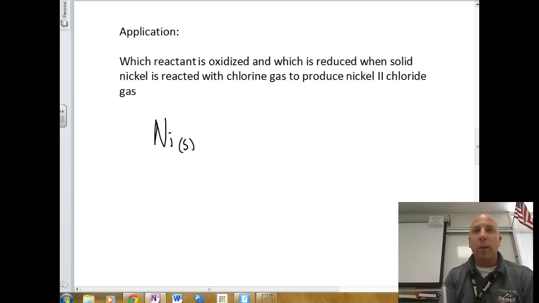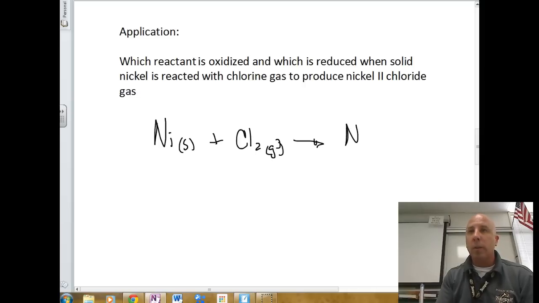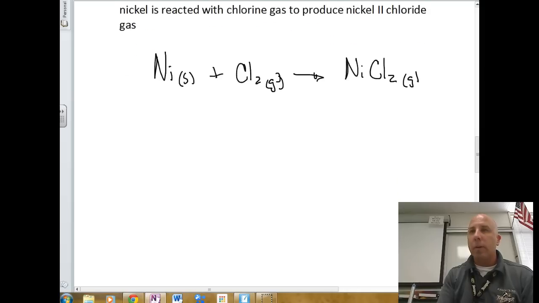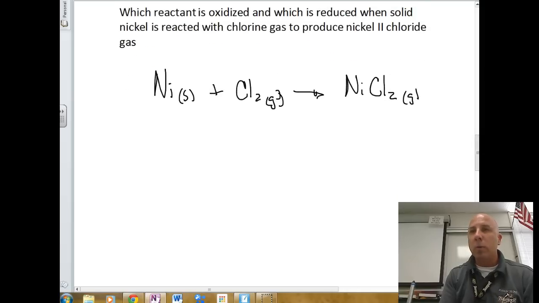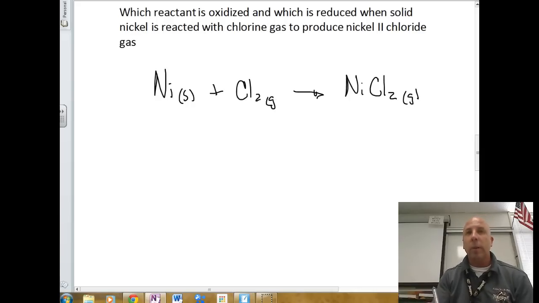So we have nickel solid plus chlorine gas. Chlorine gas is diatomic, and that's going to produce nickel 2 chloride. Okay, so the question is which reactant's being oxidized, which reactant's being reduced, and the only way to really tell on this is to use oxidation numbers. And so nickel in its solid form is an elemental form, so that's an oxidation number of 0. Chlorine gas, that's how it exists in nature, that's its elemental form, it's also a 0.